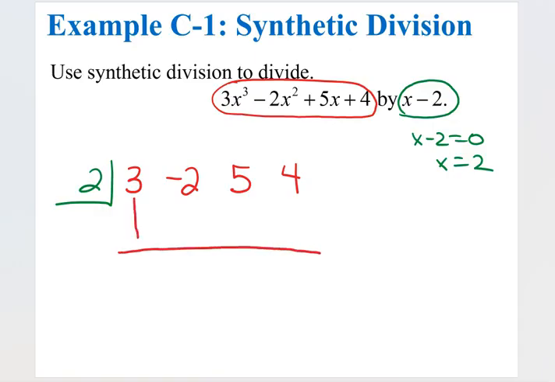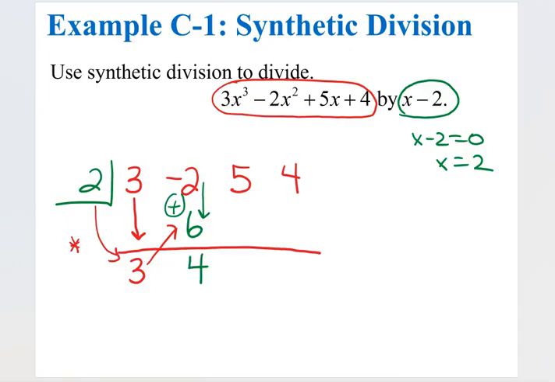You take the first term and you bring that down. There's nothing you need to do with this. Okay, then you're going to do your multiplication. So 2 times 3 is 6. So you're going to multiply this way. So 2 times 3 is 6, and then you're going to put that answer up here. So 6 goes here. You're going to add going down. So you're going to do your addition as you're going down the column. So negative 2 plus 6 is 4.